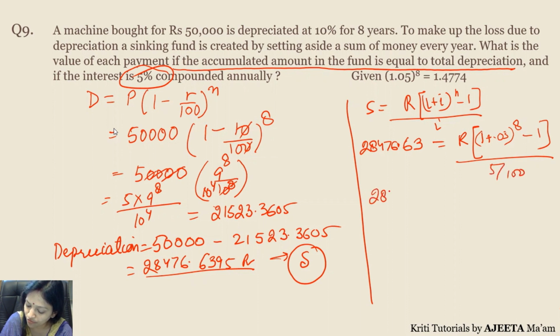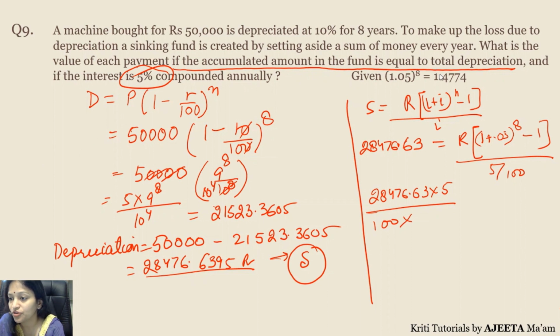Right? So 28476.63 into 5 upon 100. And this value of 1.05 raised to 8 is already given to you. So if we subtract 1 from it, we get 0.4774. Right? So that is what we have to calculate for R. Okay, now let's do it. So we get 100 here. This 100 will cancel out, right? Now let's do the calculation.